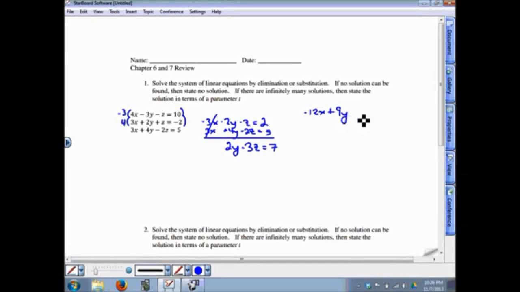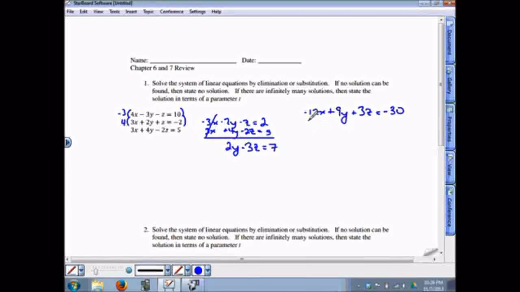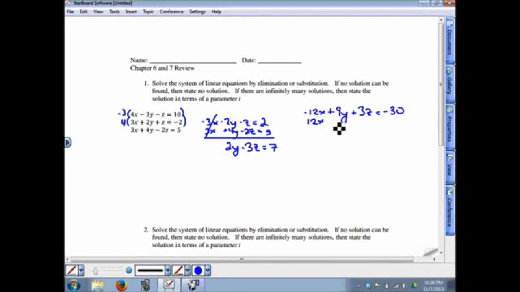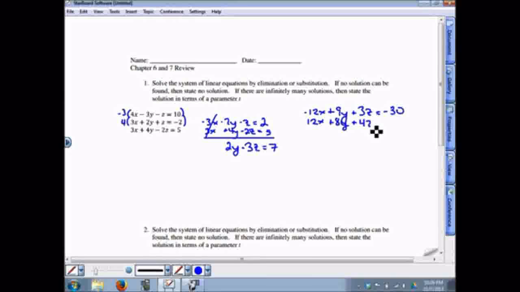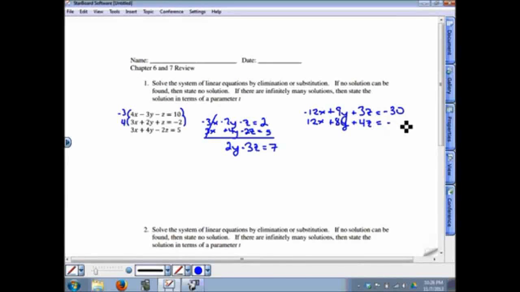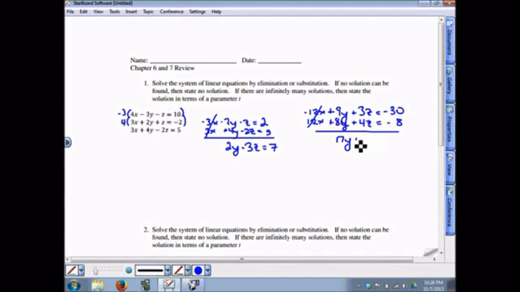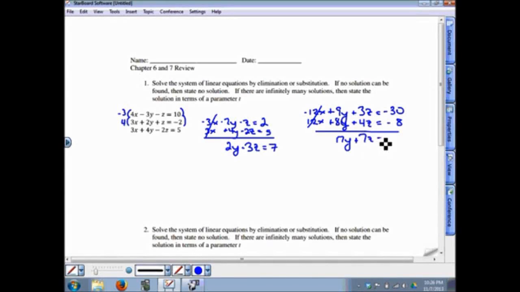-12x plus 9y plus 3z is equal to -30. That middle equation is 12x plus 8y plus 4z is equal to -8. Adding those together now, again x's cancel. 9y and 8y add to 17y. 3z plus 4z is 7z. That equals -38.